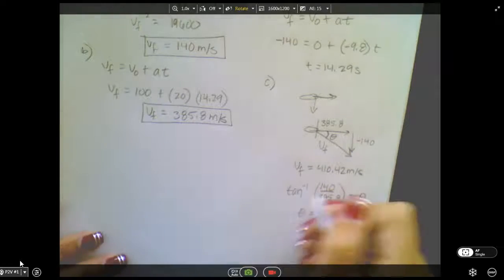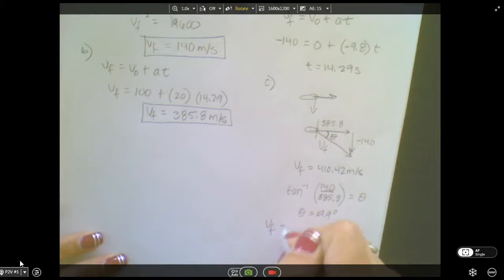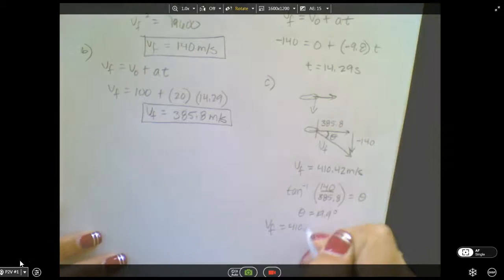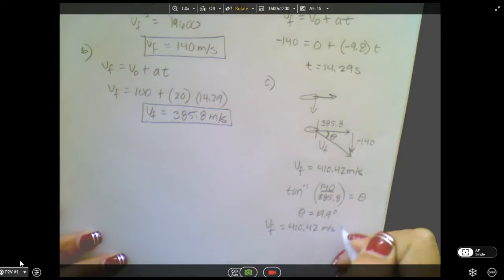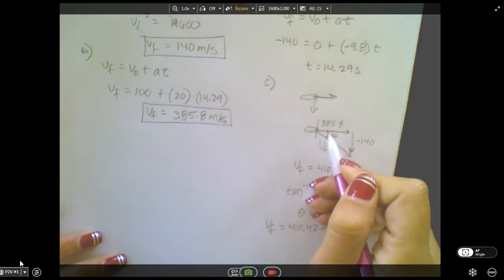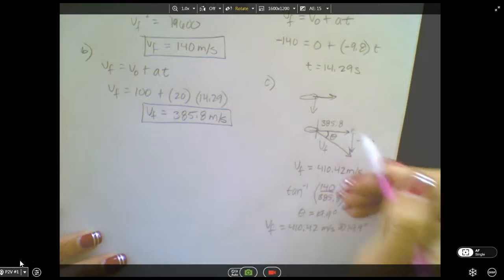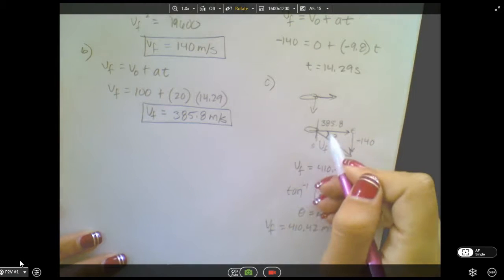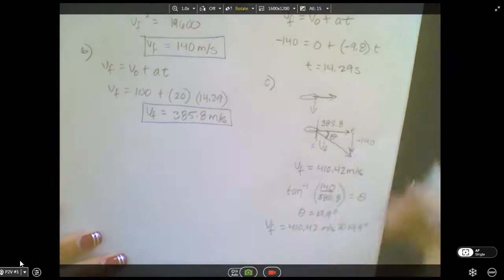So my final answer for my velocity would be V final equals 410.42 meters per second at 19.9 degrees. And I would say that this is south. If this was east, and this is south, then this angle is south of east. Or you could say below the positive x-axis. So that's part C.